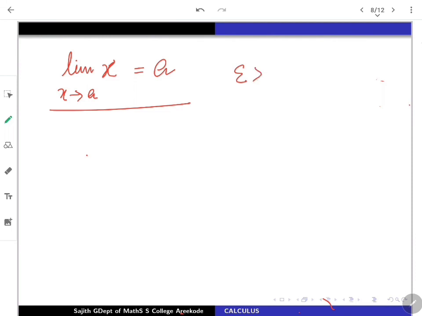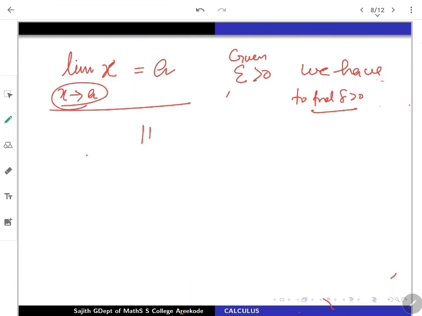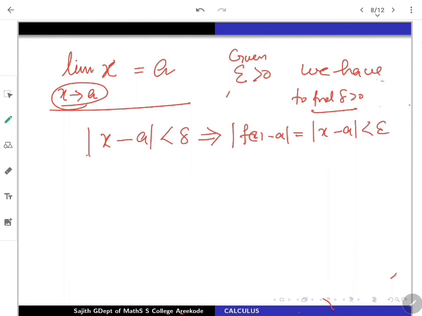You have to prove it in this way. Given any epsilon positive, you have to find delta positive such that whenever mod x minus a, here I am looking at it from this side, you are making that less than delta, this has to guarantee that the functional value f of x, which is also x here, that is, x minus a, is less than epsilon. So this I have to get by preferring this.